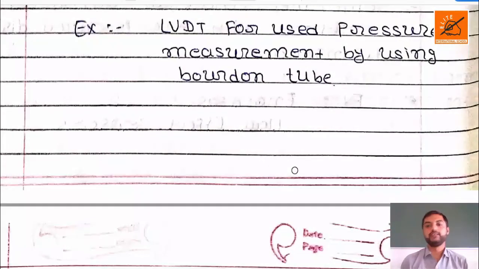Examples are LVDT, which is used to measure the pressure and force, and it is connected with Bourdon tube. LVDT cannot sense pressure or force directly. We need one another phenomenon or one another equipment, that is called Bourdon tube. We need an extra thing to calculate the pressure. That is why this type of transducers are secondary transducers.